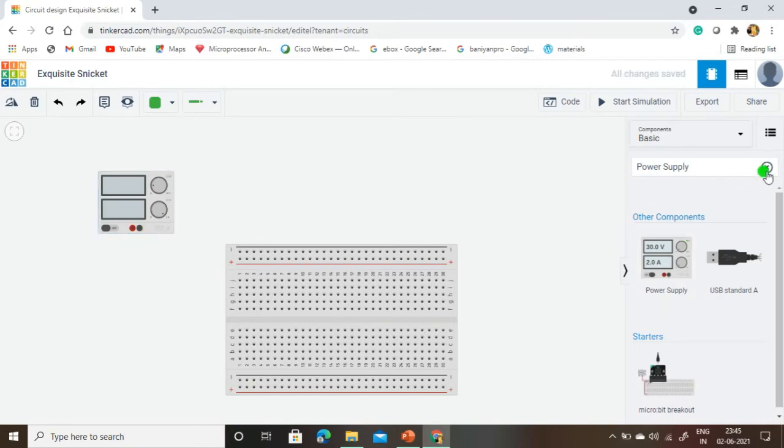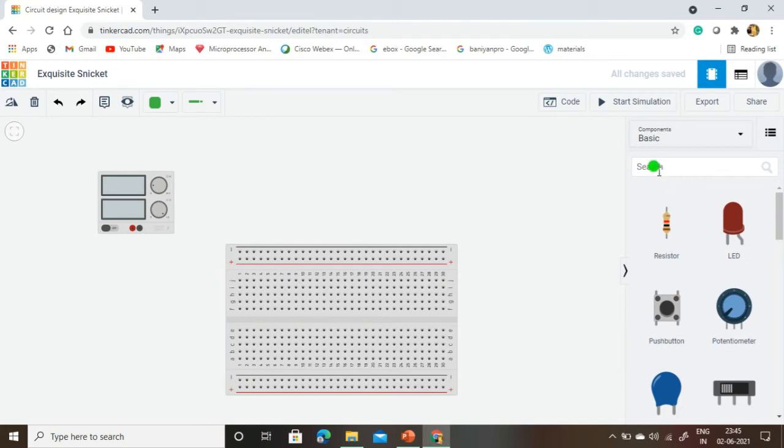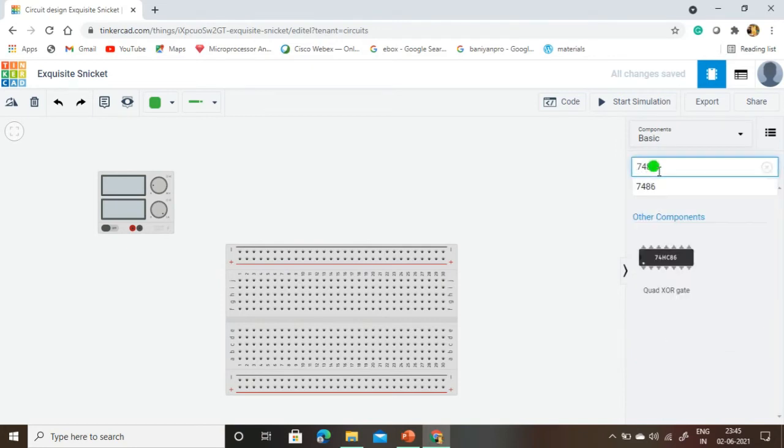Okay, what is next one? We're just clicking the cross. Then we are going to take IC 7486. Okay, this is the special function IC, XOR gate. XOR. Okay, we are going to place here. Okay, very good.